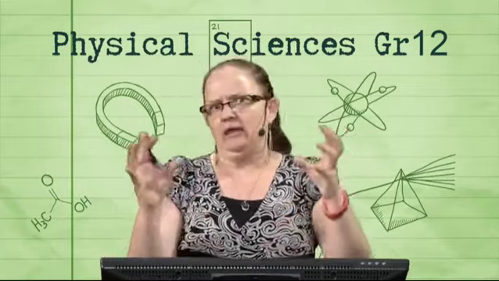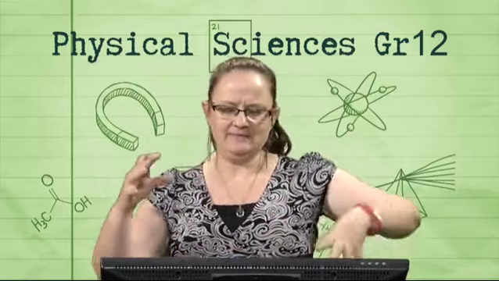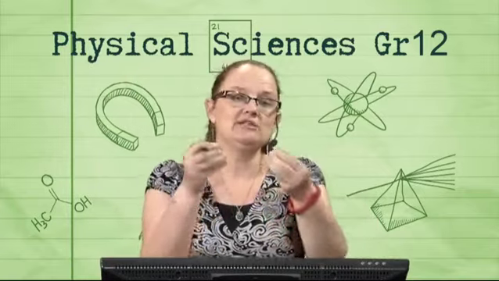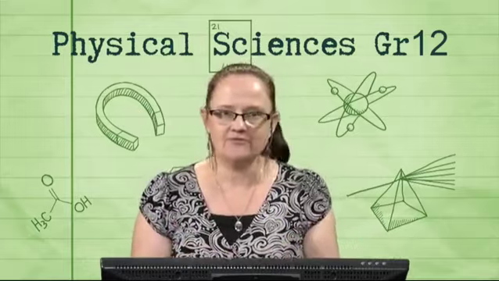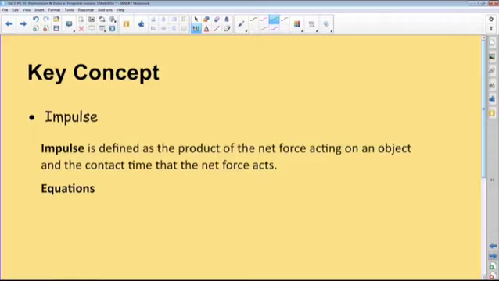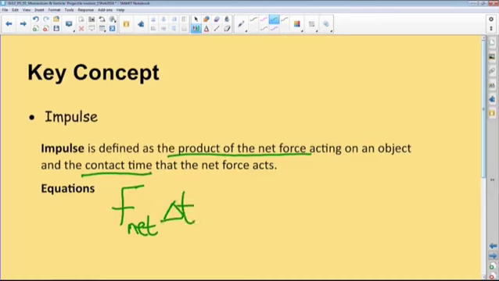Now, impulse is such a strange little thing in momentum, because impulse is the only thing that you deal with that doesn't have its own symbol. There's no symbol for impulse. Its symbol, if you want to call it that, is from its definition. Its definition is the product of the net force and the contact time. So impulse is the product of the net force times the contact time. All right, that's what impulse is.